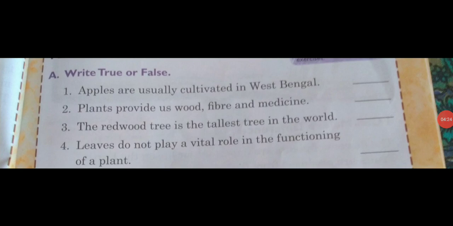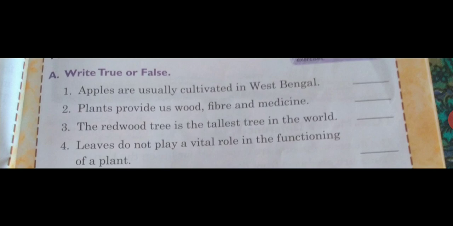Now all of you turn to page number 63, open your books. We will do the exercise of this chapter. Write true or false. First one. Apples are usually cultivated in West Bengal. For the correct statement, you have to write true. For the wrong statement, you have to write false. This statement is right or wrong.